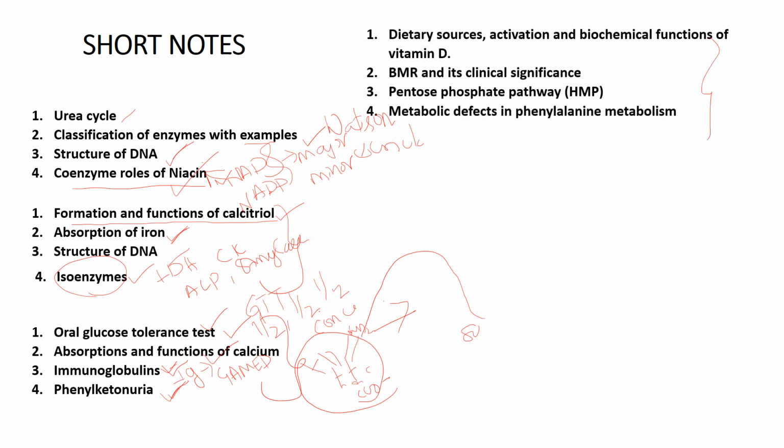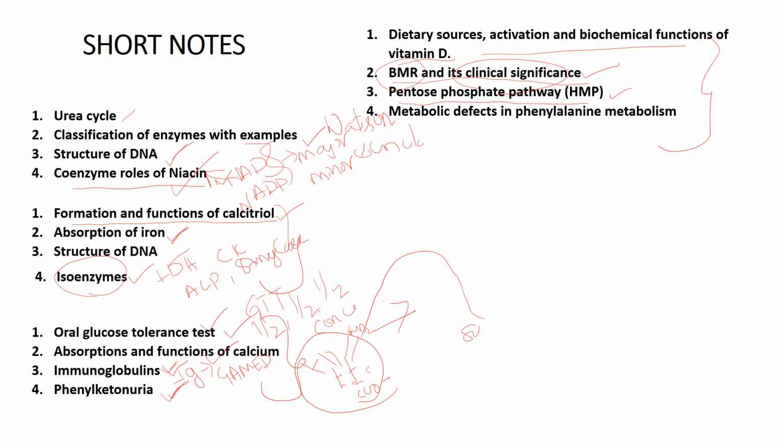So the next set of questions is dietary sources and function of vitamin D, that is the same, and BMR, basal metabolic rate, and what is its clinical significance. You can assess kidney function, liver function, thyroid function, everything you can study for the clinical significance by measuring the BMR.